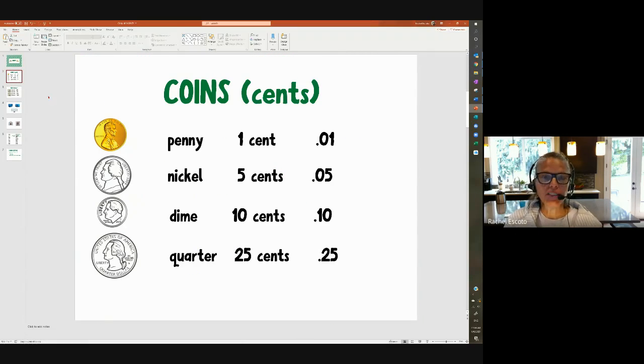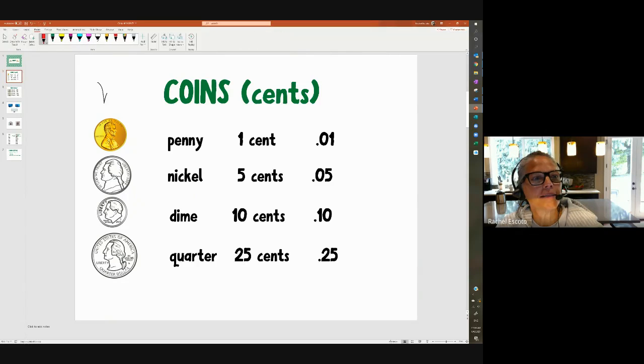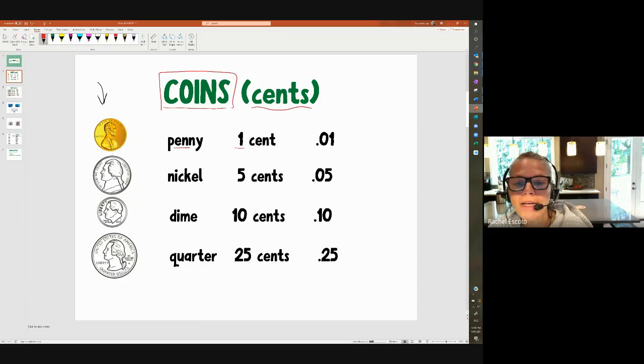So, the first thing you need to know is that these things here are called coins. These are coins. Everybody say coins. And when we talk about them as money, we say cents, C-E-N-T-S, cents. And so here, this one is a penny. The name of the coin is penny, and it's 1 cent. And the way we write that with a number is just like that.